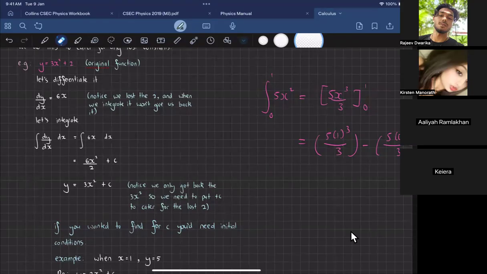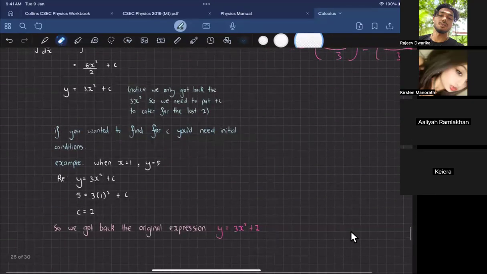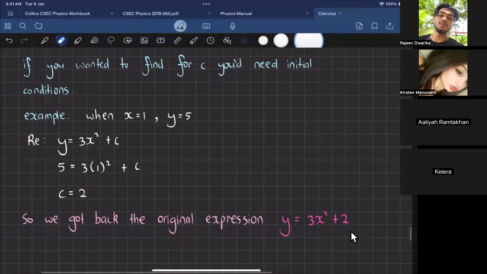So how did you find for c? How did you find for the lost constant? I used the x and the y value that they give. So you use the initial conditions, right? And you plug it in and you find for c, right? So we got back the original expression. Awesome. That's it.